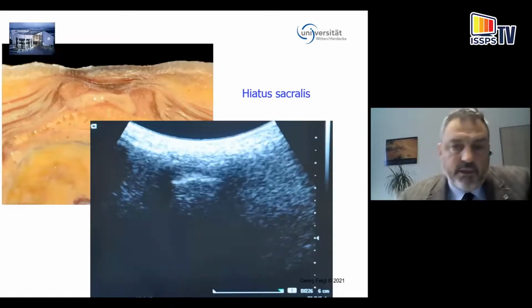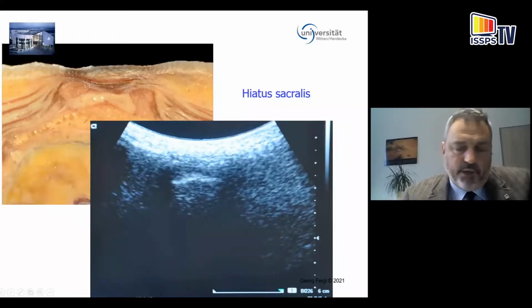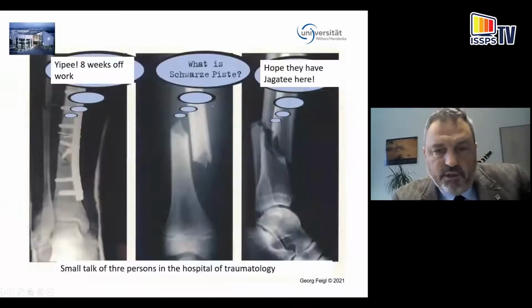And if you make an ultrasound image with even a very old ultrasound device, you see the two horns and the membrane, and it is quite easy to insert the needle underneath.